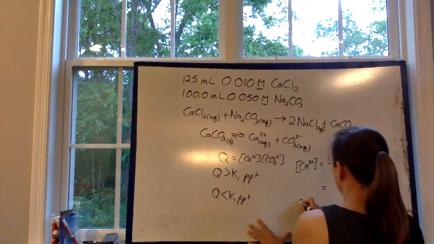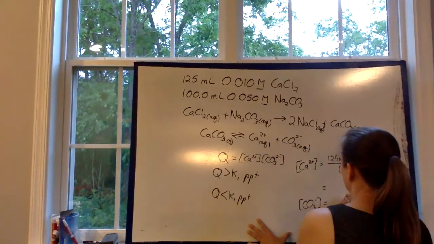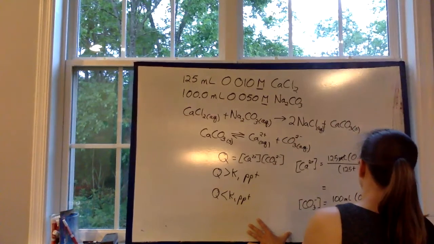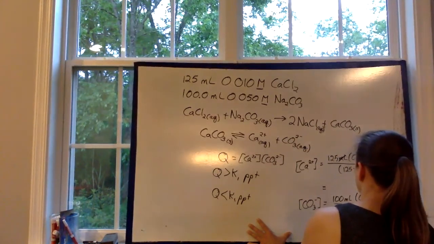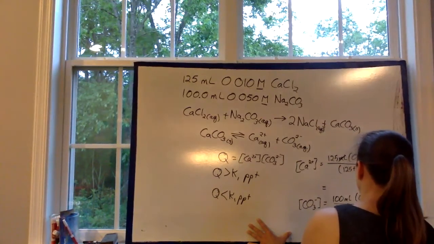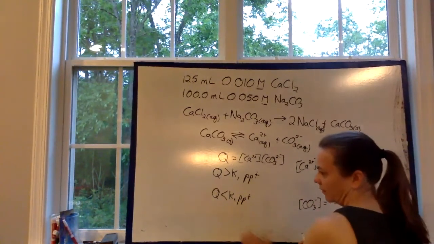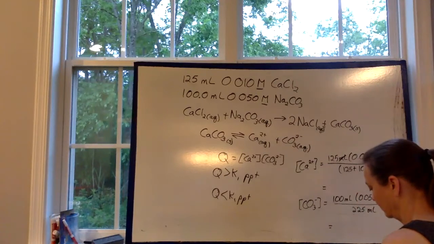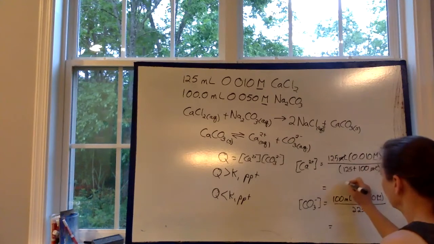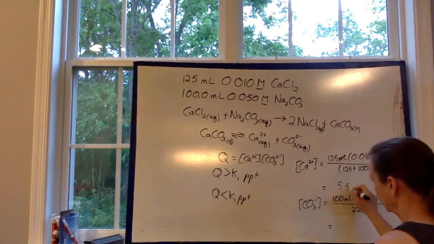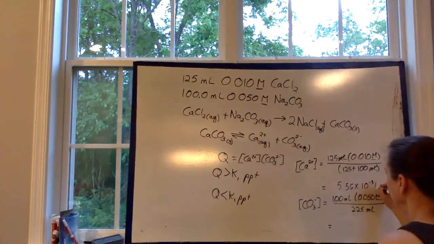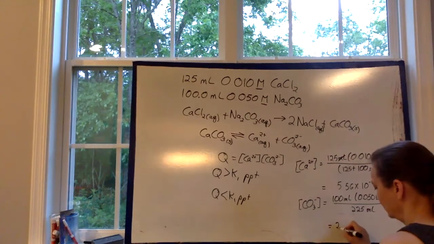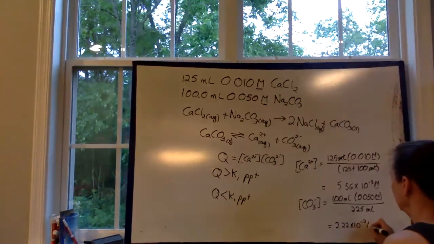We're going to do the same thing for the carbonate ion concentration. The carbonate ion concentration equals 100 milliliters times 0.050 molar concentration divided by that same 225 milliliters. Let's grab a calculator and see what those values are. So this is 5.56 times 10 to the negative third molar, and this is 2.22 times 10 to the negative second molar.